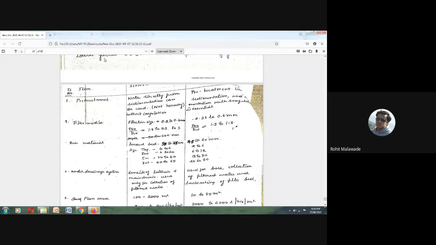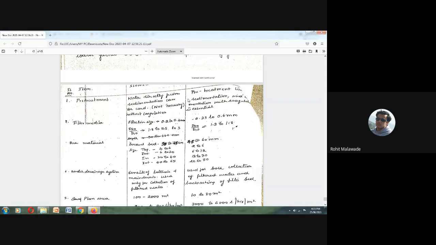So, pre-treatment. The water that has to be treated is sent from the sedimentation tank to filtration without coagulation. Without coagulation, we are going to send it into the slow sand filter. Sedimentation has to be a must for filtration, but in case of your slow sand filter, we are going to send it without coagulation. Okay, then we will differentiate.